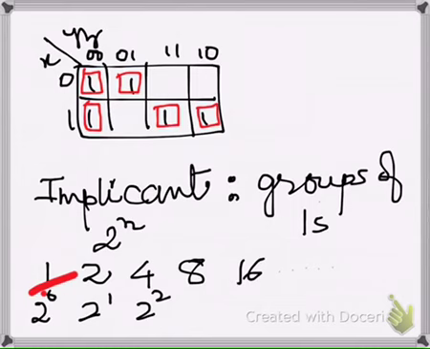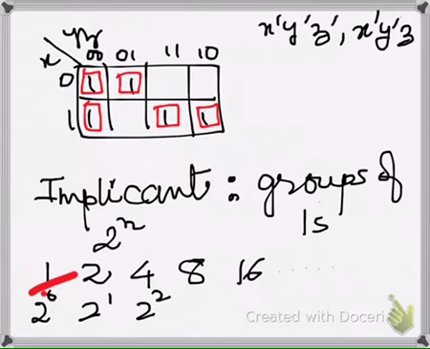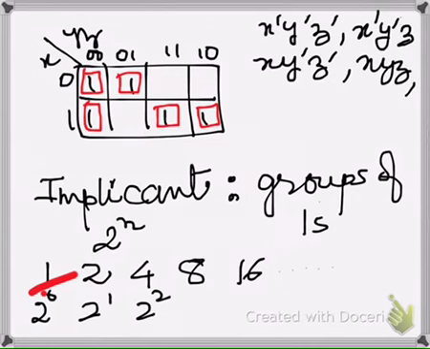I can write it as: the first one is x' y' z'. Then the second one is x' y' z. Then the third one is x y' z'. Then we have x y z, and then x y z'. Each of these is an implicant.